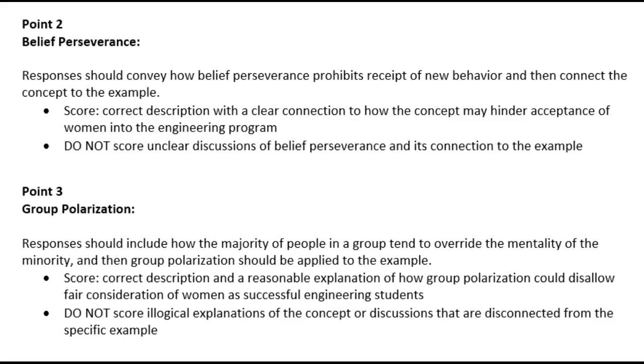So there are only a few people who believe the same thing. So the discussion that will allow students to earn a score point would include a correct description of group polarization, as well as a reasonable connection or explanation of how it might prevent or disallow women to be admitted into, or even deemed as successful engineering students so that they could be admitted into the program. Those not receiving a score point might have illogical explanations or unclear information when they try to connect the concept back to the specific example.